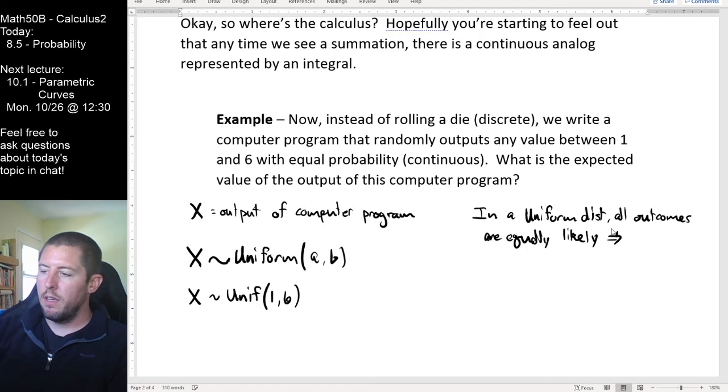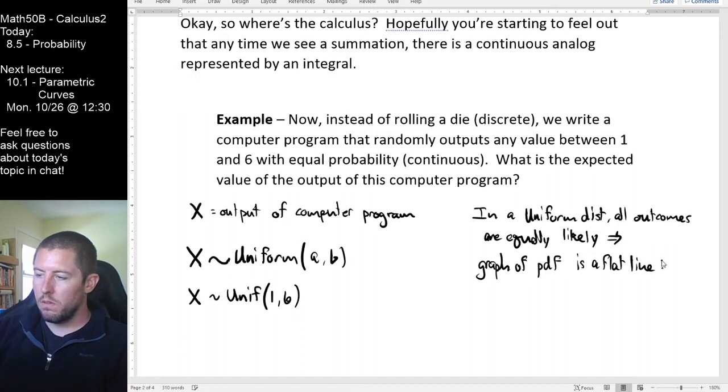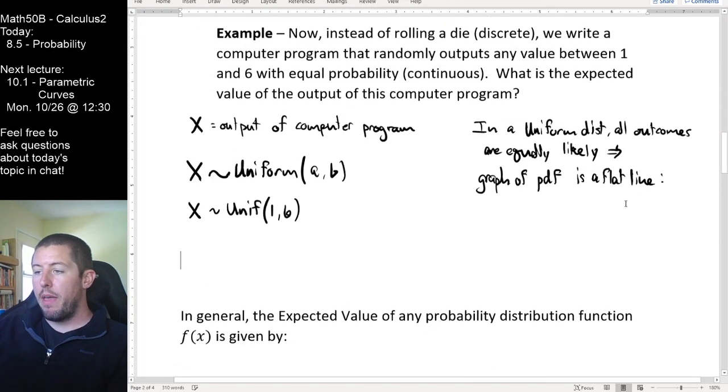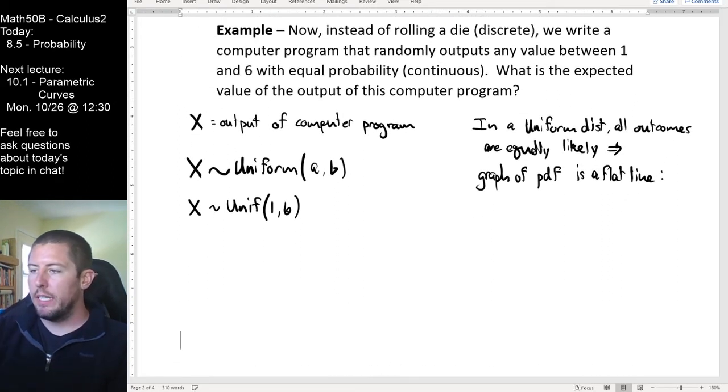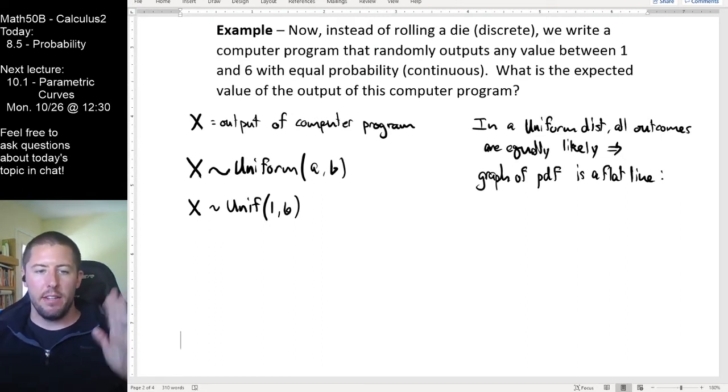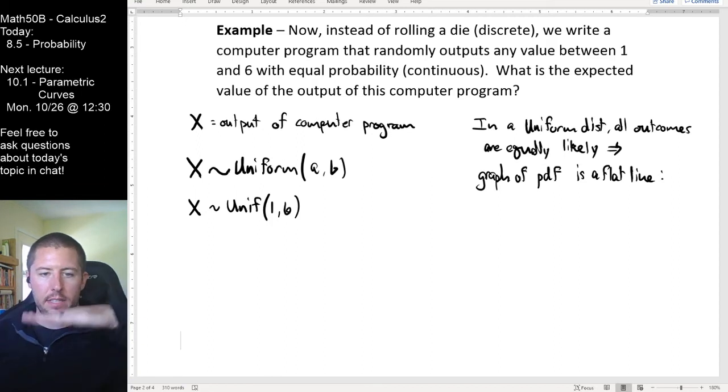And what this tells me is that the graph of my PDF is a flat line. What I'm saying by that is if I want to graph the probability distribution function, the probability of any event is the same as any other event. So if x is my event on the x-axis and the height is the probability of the event, all my probabilities are the same. So I should be seeing just a flat function right here. It's going to be a very, very easy function for us to describe.